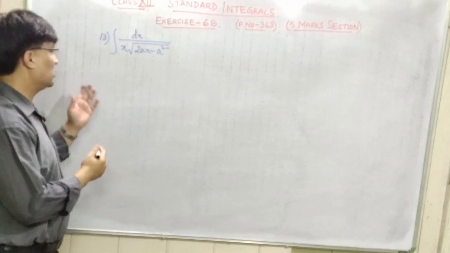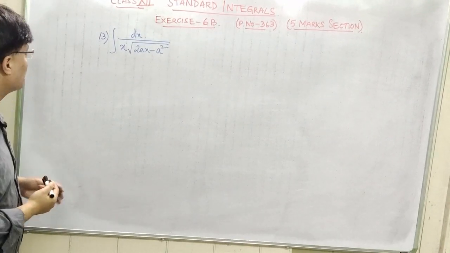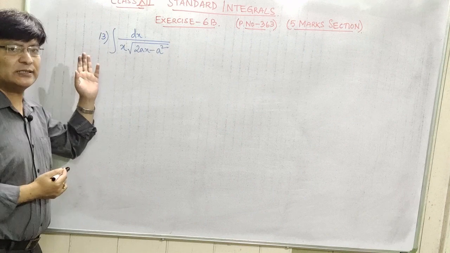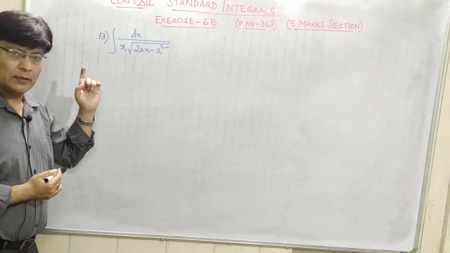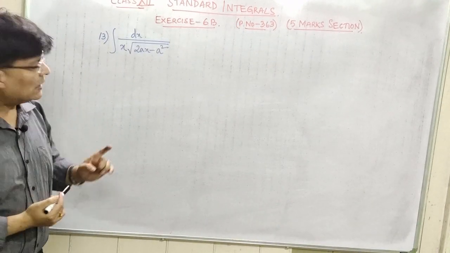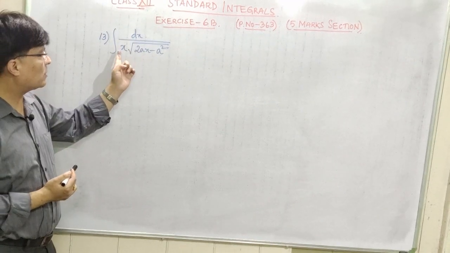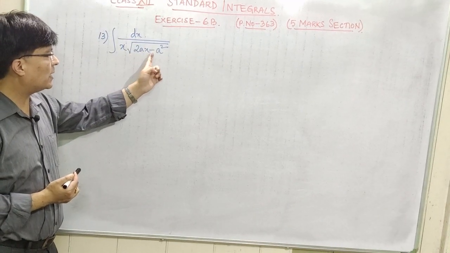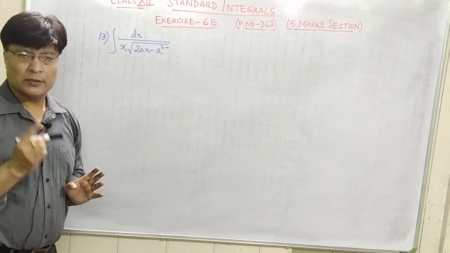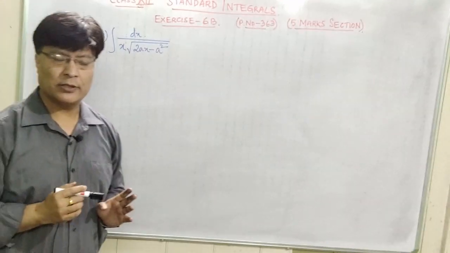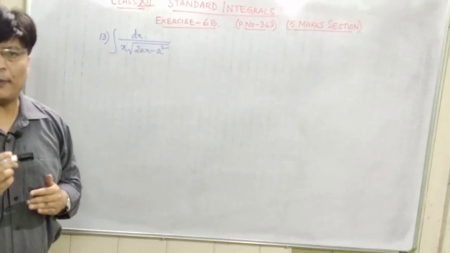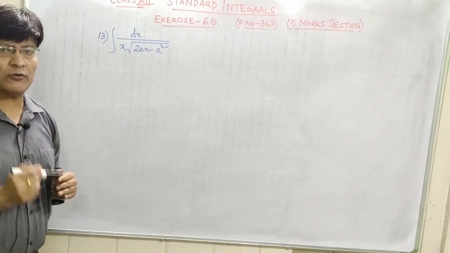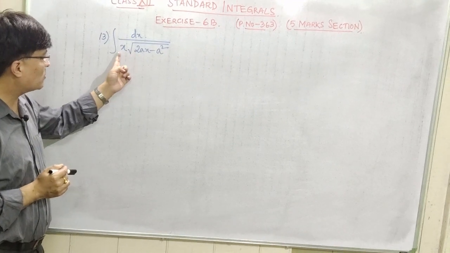So now we'll do the next question, that is question number 13. So you have to evaluate this integration. The question is integration of dx divided by x root over 2ax minus a square. So here the variable is x. So you have to see the power of x. You have to consider the power of x. So outside square root there is x.